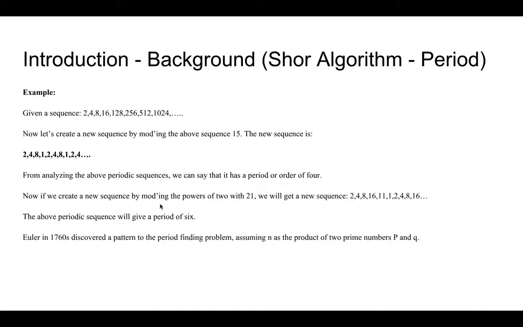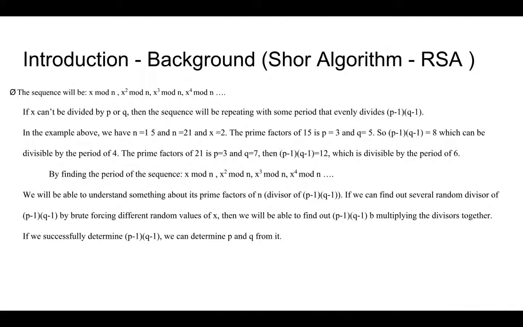Euler in the 1760s discovered a pattern to the period finding problem, assuming n is a product of two prime numbers p and q. This sequence will be x mod n, x squared mod n, x cubed mod n, and also x to the power of 4 mod n. If x can't be divided by p or q, then the sequence will be repeating with some period that evenly divides p minus 1 and q minus 1.